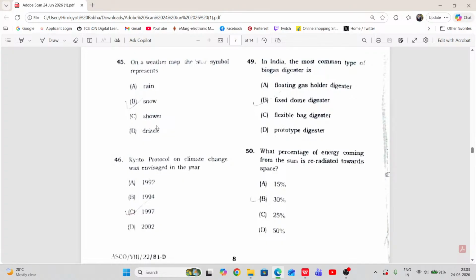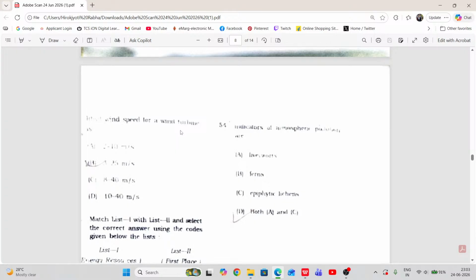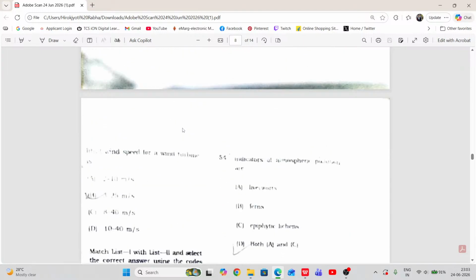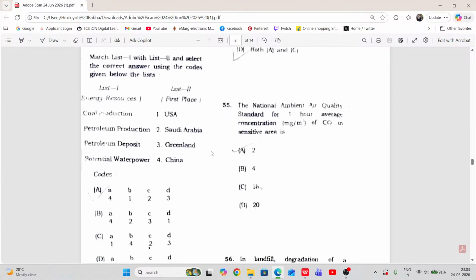The pollutant causing leaf curling is sulfur dioxide. The indicator of atmospheric pollution is both bryophytes, liverwort and ferns. The National Ambient Air Quality Standard for 1 hour average concentration, in sensitivity, is 2. In landfill, degradation of a disposable diaper will require how much time? More than 100 years.